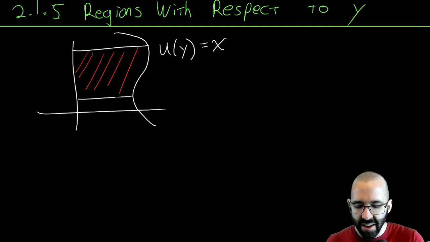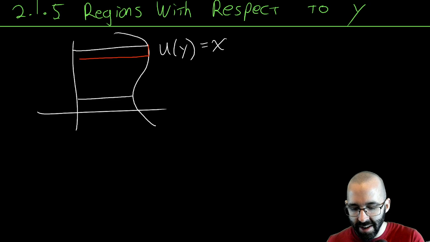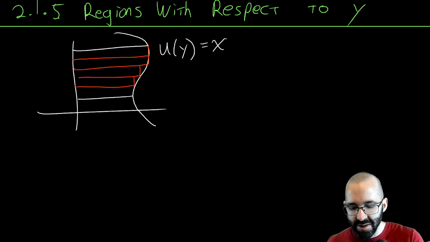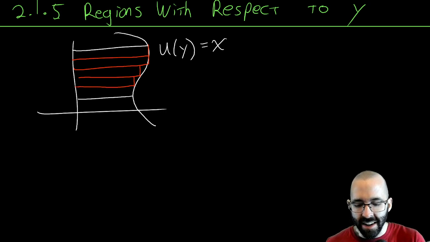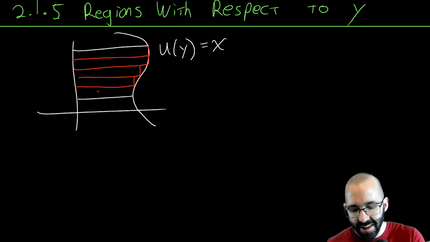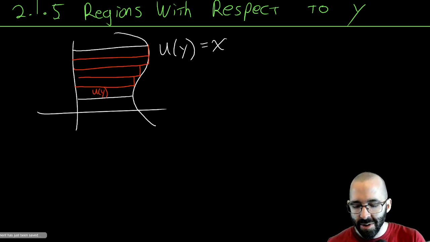All right, what if I want this area? Well, we can approximate this area with rectangles, right? What's the height of each of these rectangles? The height of each of these rectangles is x, the x coordinate of each of these points. x is the same as u of y, the function. What's the width of these rectangles? Delta y.